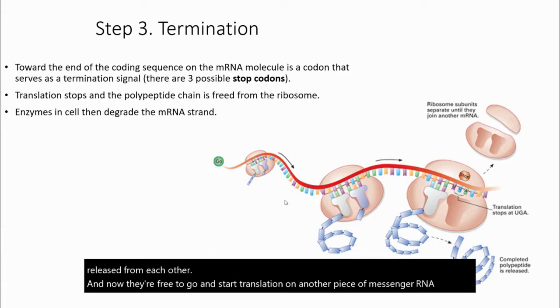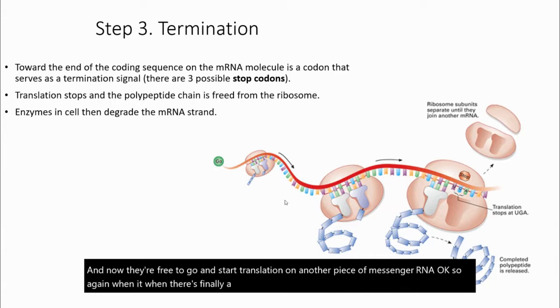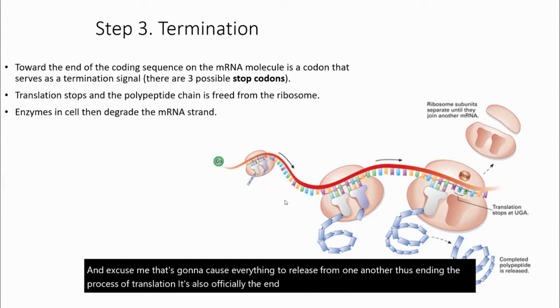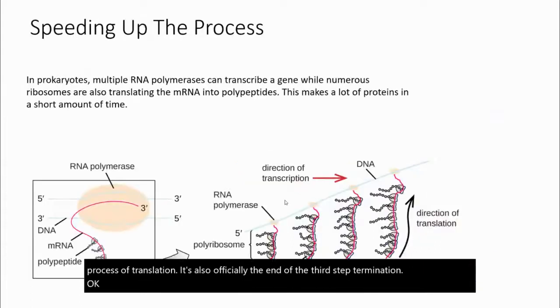So again, when there's finally a stop codon on the messenger RNA, a release factor binds to the ribosome, and that's going to cause everything to release from one another, thus ending the process of translation. It's also officially the end of the third step, termination.